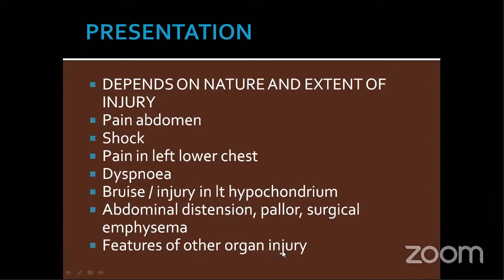And features of other organ injury. If the small bowel or large bowel is damaged, there could be pneumoperitoneum, or there could be fecal peritonitis, or any abdominal distension, free fluid in the abdomen, or there is any crush injury of the viscera, or associated injuries can be present. So the patient might not isolatedly come with the splenic injury. So all these things can be there in a patient. Okay.